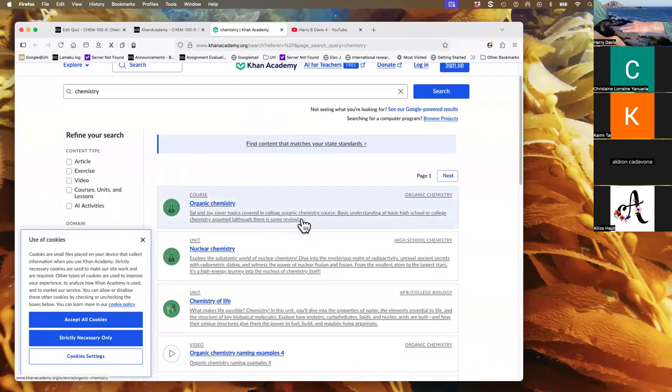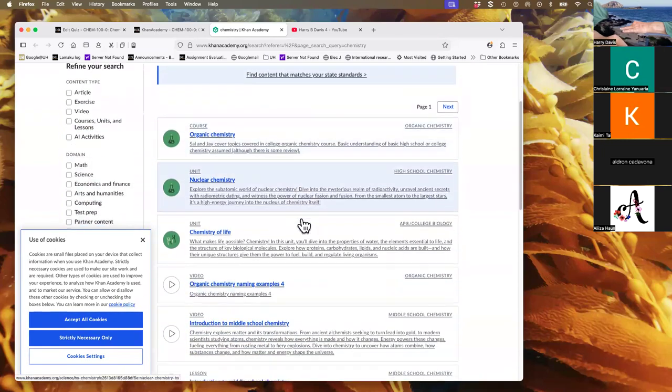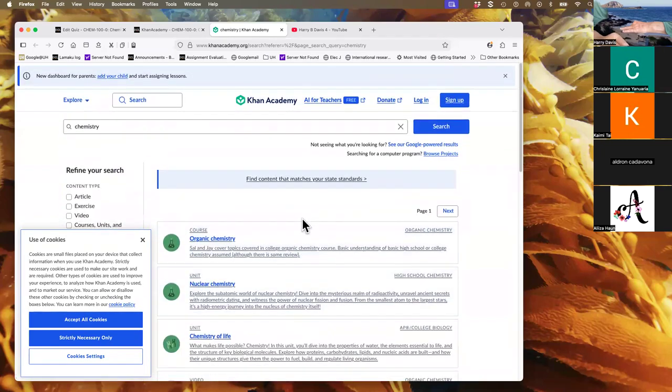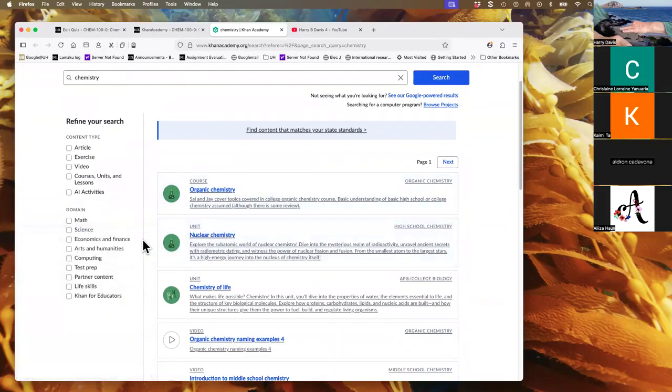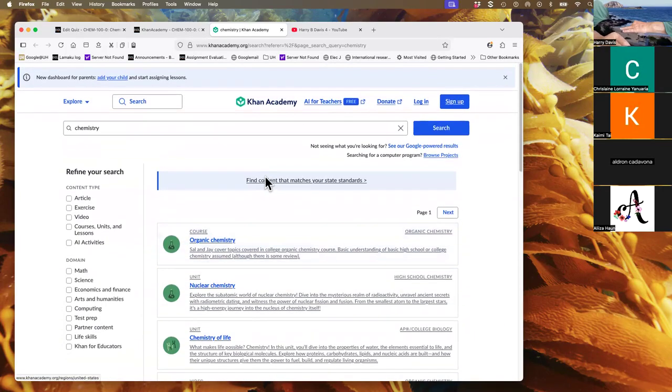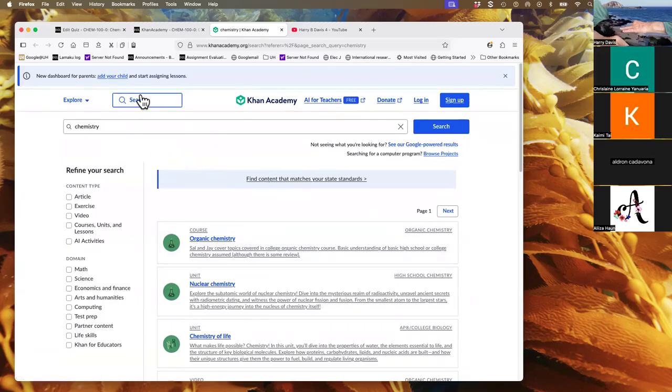Okay. But like I said, with Khan Academy, it has so much stuff in here that you're either going to be underwhelmed or overwhelmed. To get the right level of difficulty is sometimes difficult. But you can search anything.